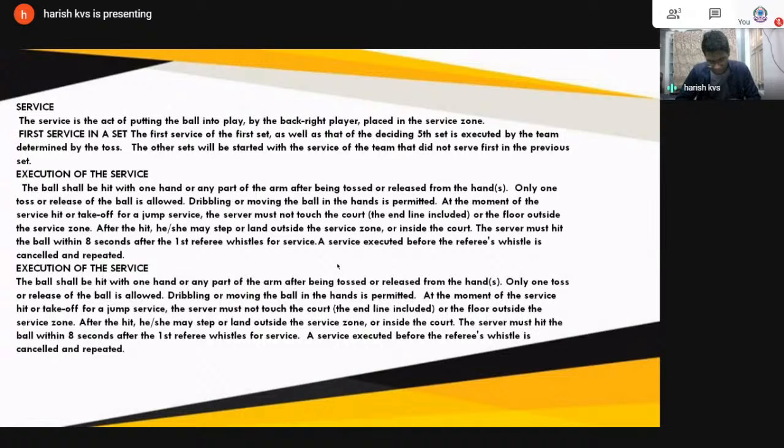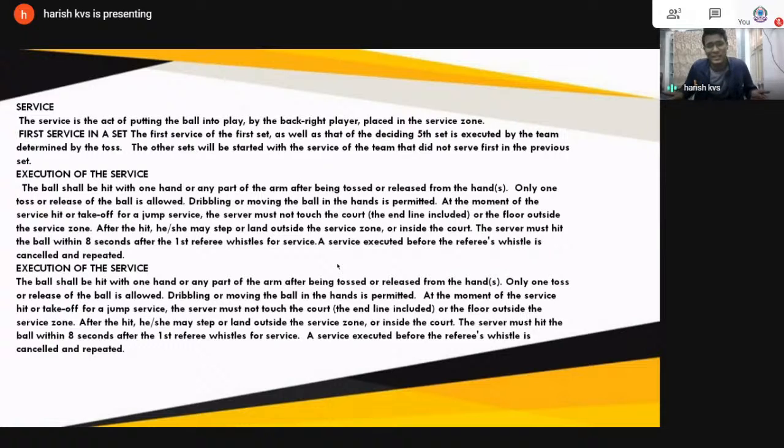So let us get back to the next aspect of the gameplay, which is the serve. The serve is the act of putting the ball into play by the back right player placed in the service zone. The first service of the first set, as well as the third and fifth sets, is determined by the toss. For the first four sets, the service is rotated between the teams, and for the deciding fifth set, the service is decided by a toss by the referee. So by a toss, a match is started. By a service, a game is started.